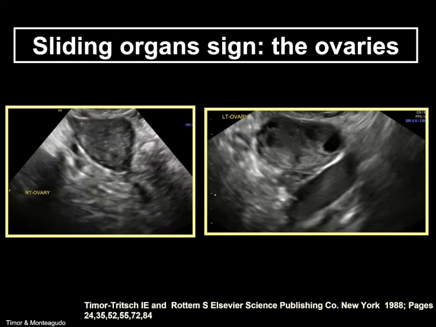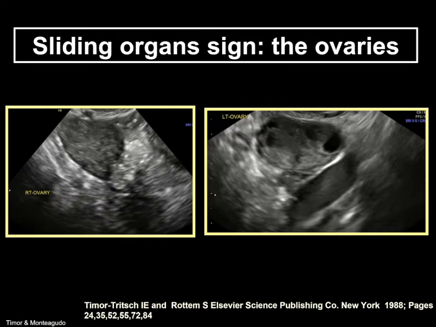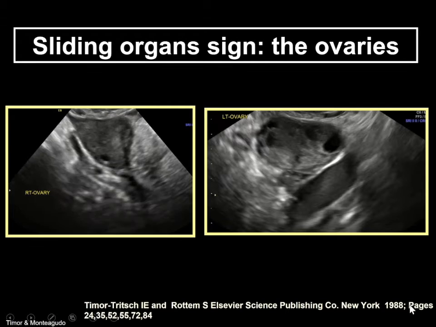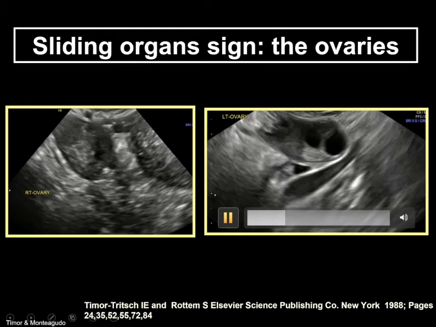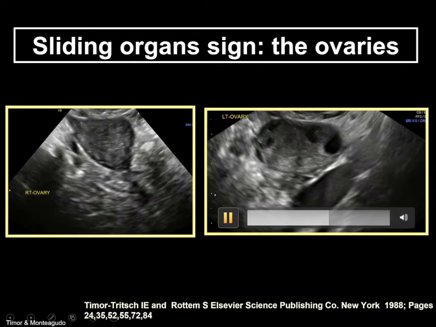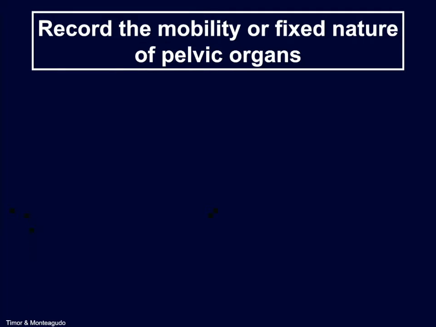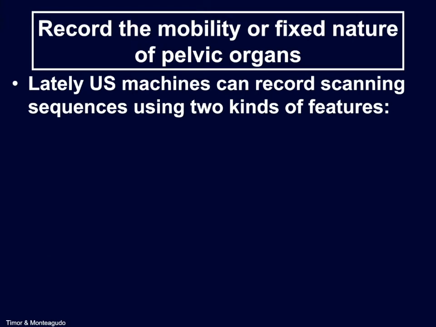I'm using the sliding organ sign, and you can see I'm moving the ovaries with the vaginal probe, the right and the left ovary, which are moving above the great vessels. You should record the mobility or fixed nature of pelvic organs.